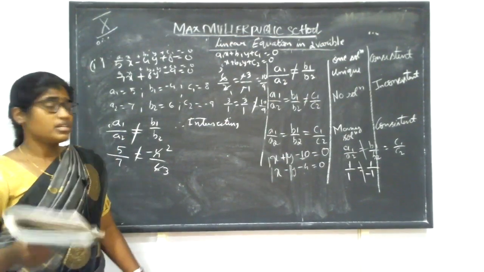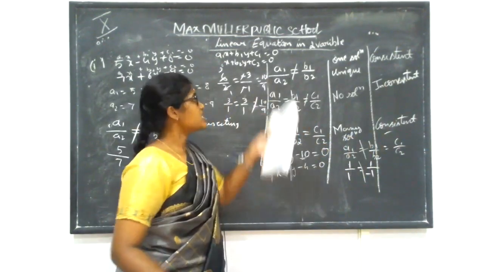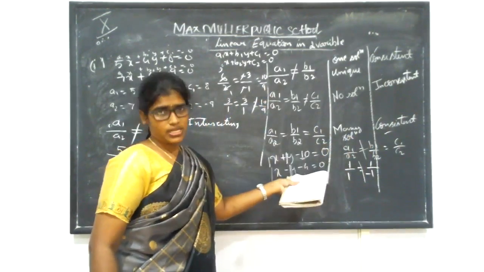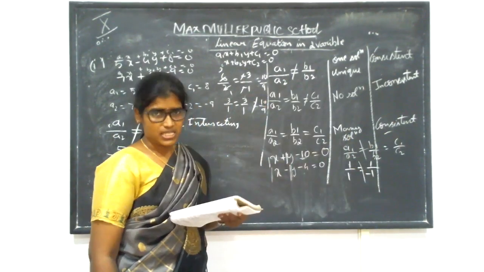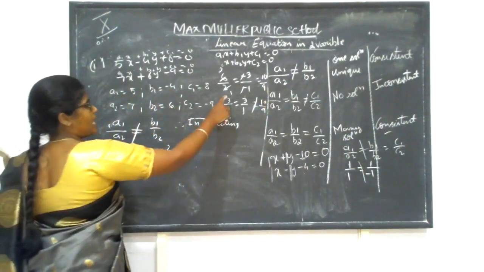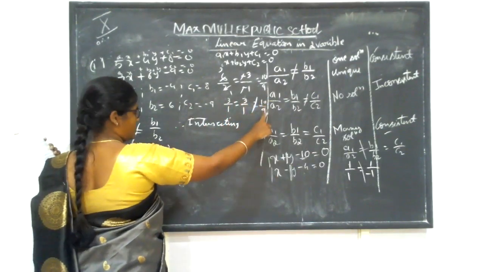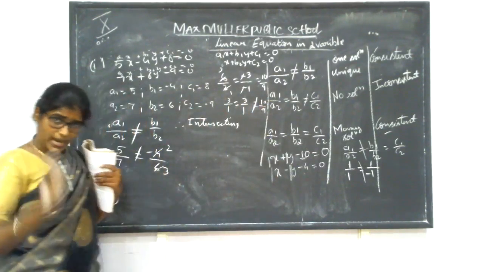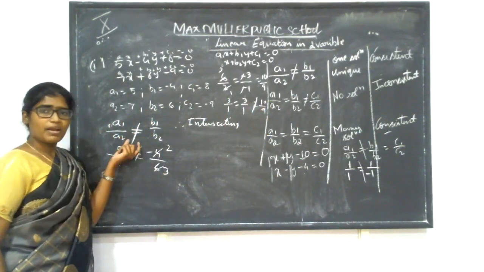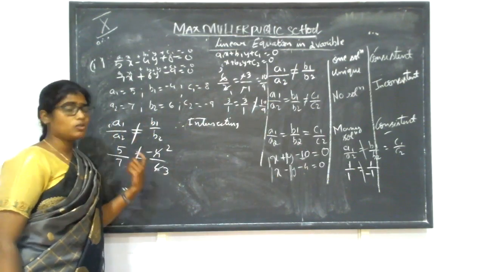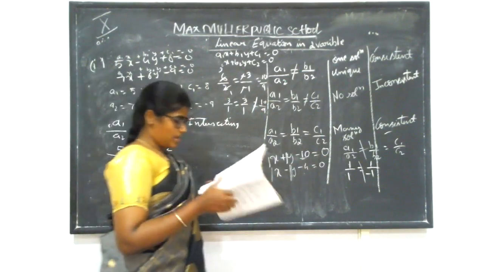Clear? When it is consistent, see here. The first and the last one are consistent. That is, intersecting and coincident lines are consistent. The parallel one, which is the middle, is inconsistent. How do you get the parallel one? A1 by A2 is equal to B1 by B2, which is not equal to C1 by C2. If you get this ratio, then you are going to say it is inconsistent. If you get A1 by A2 not equal to B1 by B2, then you are going to say it is consistent. Clear? Try the 5 sums.